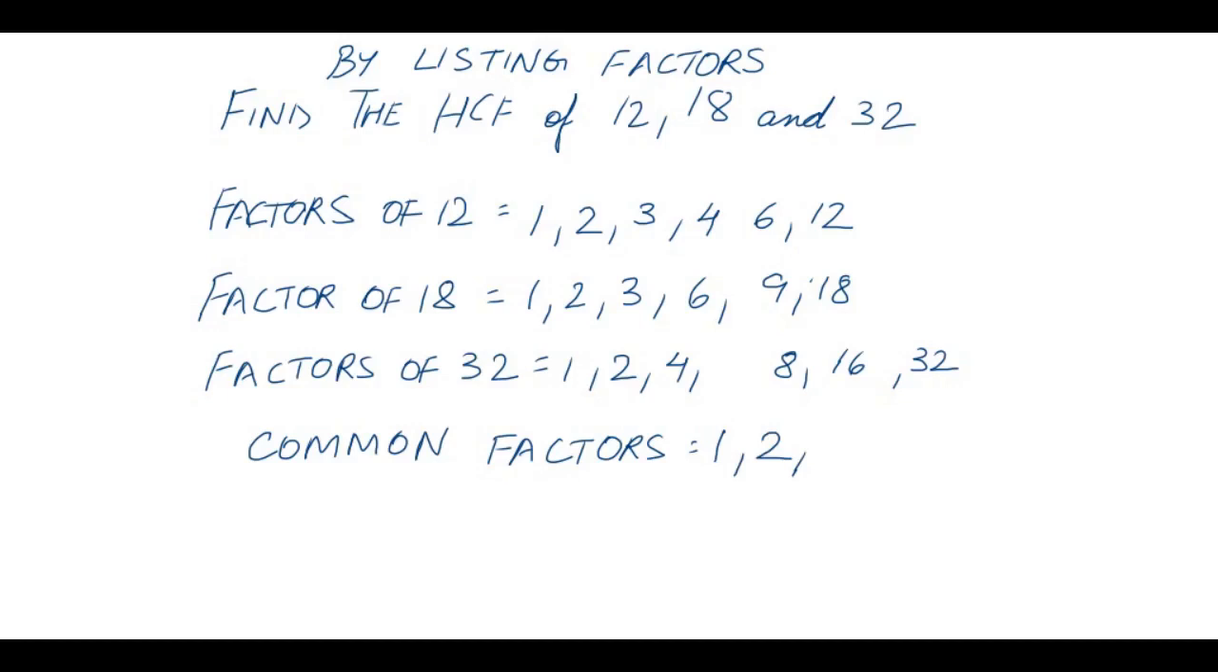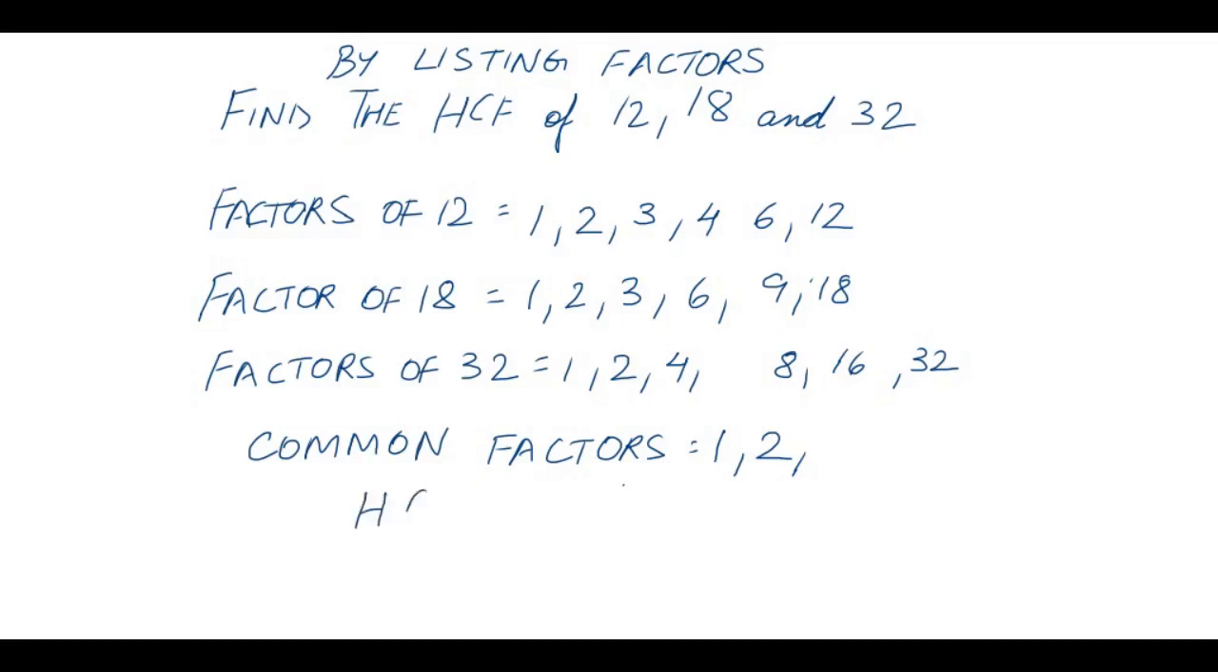So it is not common to all the 3 numbers. So we cannot write that here. Then we have 4, which is again common to 12 and 32, but not common to 18. So we cannot write that. Then we have 6, which is common to 12 and 18, but not common to 32. So those are the only 2 common factors of 12, 18, and 32.